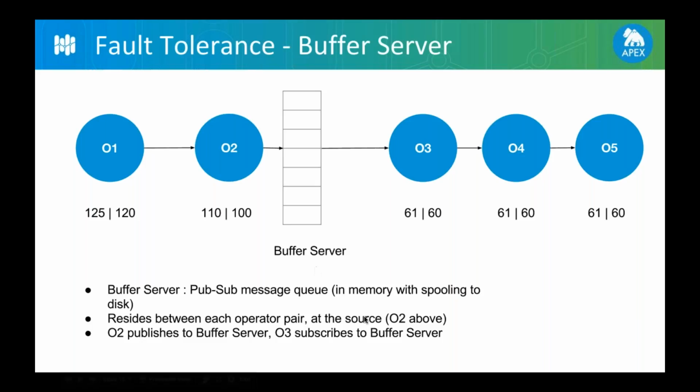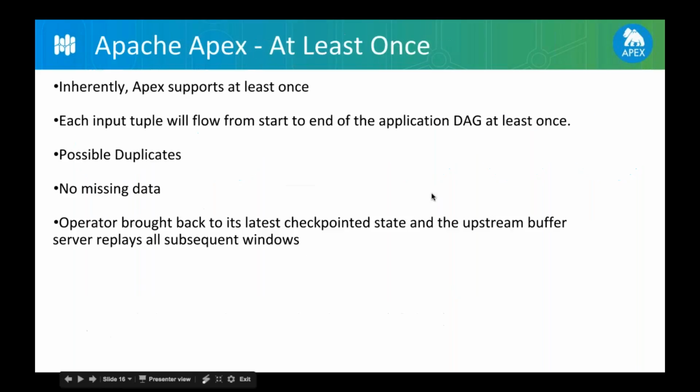So what is a buffer server? It is a pub/sub message queue, and in case there is an overflow, we would spool the data to the disk. So what happens is that O2 will keep publishing its output to this buffer server. So now this buffer server would have the data for the different window IDs. It would also contain data for window ID 61 till window ID 109 in this case. So now when O3 subscribes, it can read the data from window ID 61 itself, and hence there is no loss of data. So it can start reading data from window ID 61 and move ahead with processing. So now O3, O4, and O5 all would have data for the window ID 61.